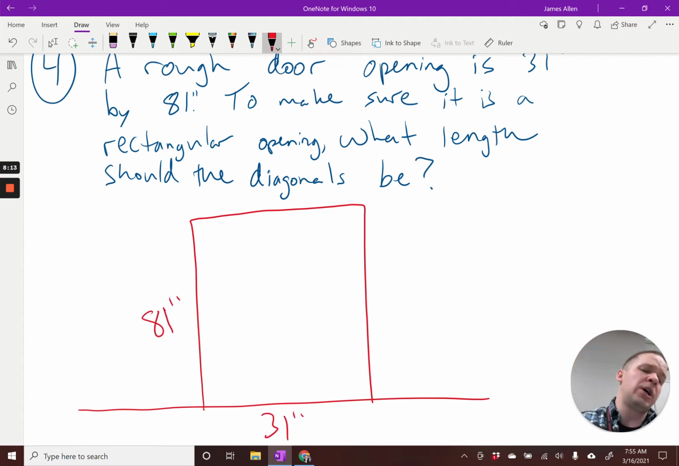Now, oftentimes a door is usually like 30 inches by 80 inches, and they'll frame it out maybe half an inch to an inch bigger. That way they can fit it in there, and they do what's called shim it into place and adjust because the framing is not always perfect.